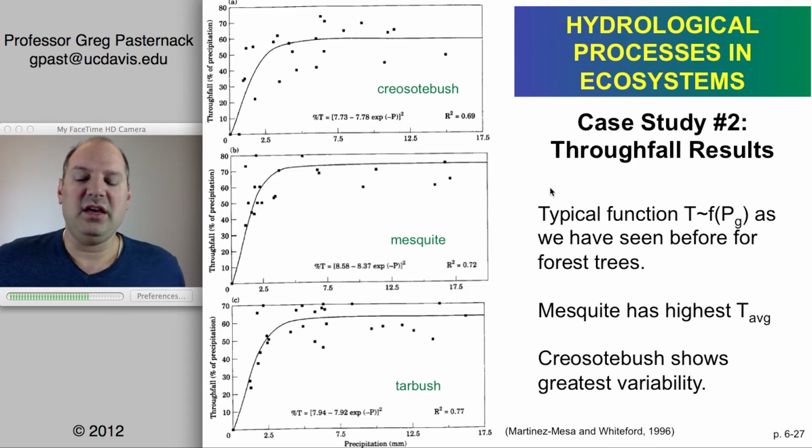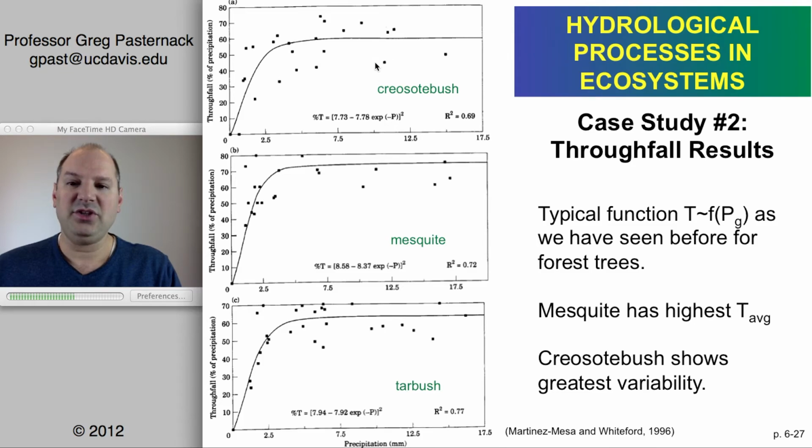Okay, so let's look at the typical plant scale water balance. We see the through-fall function similar to what we've seen before. The creosote bush has a wide range of through-fall that takes place, whereas mesquite has the highest overall percent of precipitation captured as through-fall. So nothing too surprising there.